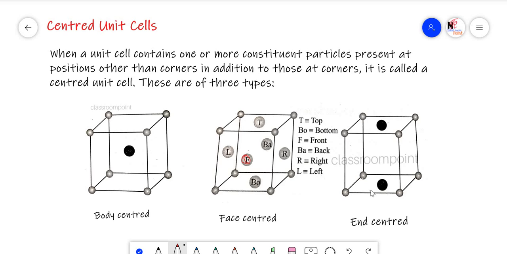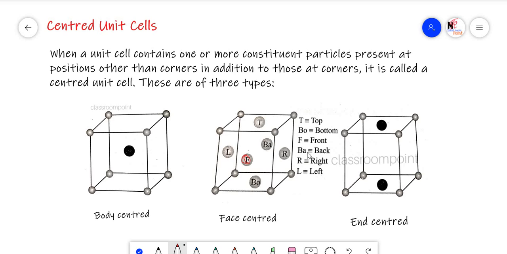In the case of end-centered unit cells, all the corners are occupied by the constituent particles, but only the centers of two opposite faces are occupied by the constituent particles. In face-centered, all the face centers are occupied, but in end-centered, only the centers of two opposite faces are occupied. Such types of unit cells are called end-centered unit cells.